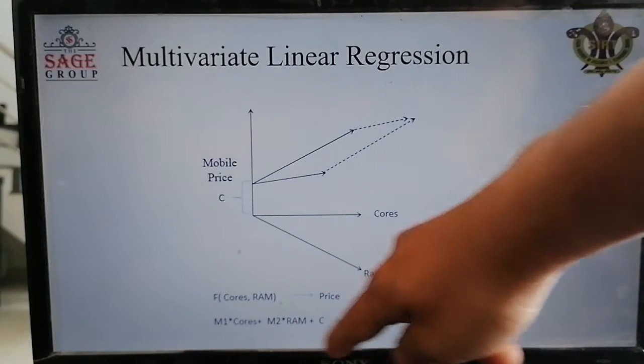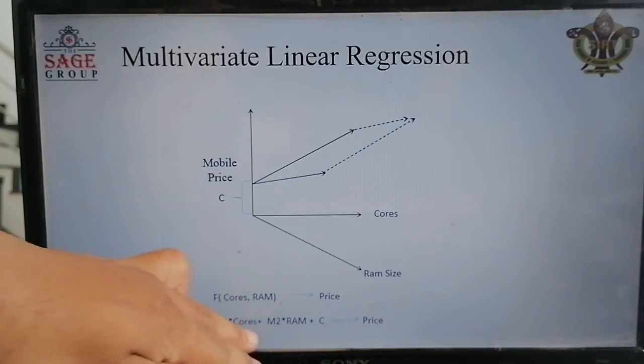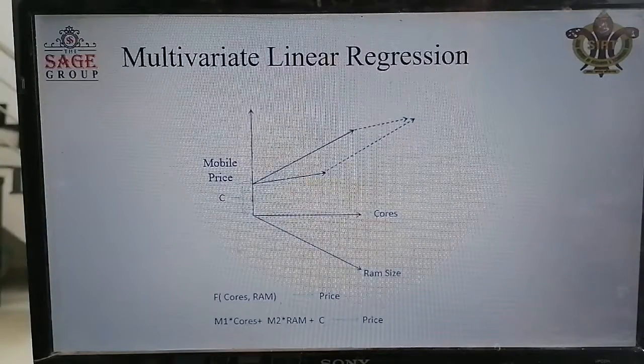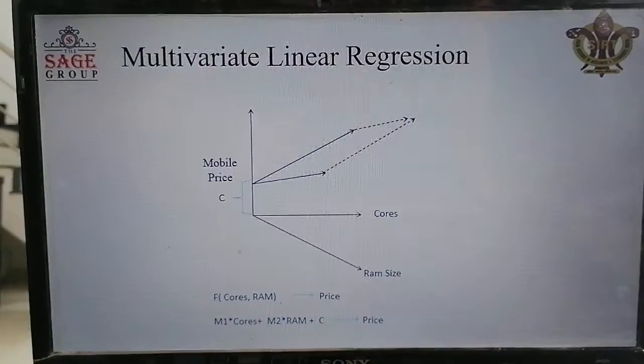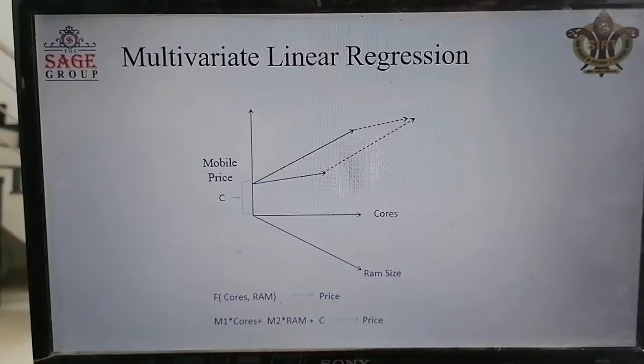This equation will return the approximately correct value of the mobile price. So the question arises: how do we find the correct values of m1, m2 and c? These are the parameters that are required to be learned through the learning process, or we call them the model parameters.